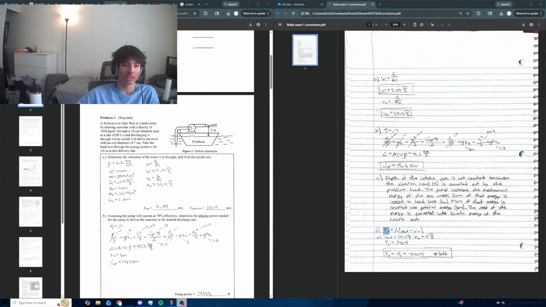rate. So the volumetric flow rate is given to us in liters per second, and once you convert that into meters cubed per second, all you have to do is divide by the area of the intake or the output, depending on which one you're solving for, because it's meters cubed per second divided by meters squared, so you get meters per second. So when you do that, you get 5.09 meters per second for the velocity in, and then 20.4 meters per second for the velocity out.